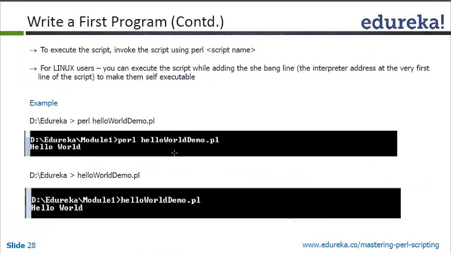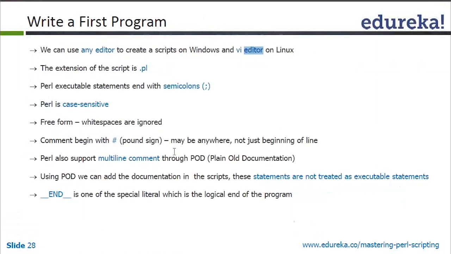So we went through this. We can use any editor. The Perl extension is .pl. Perl statements end with a semicolon. Perl is case sensitive, as I said. Anything like capital letter, small letter, it will give you an error if the case is different. For free form, white spaces are ignored. Comment with a pound sign may be anywhere, not the beginning of the line.